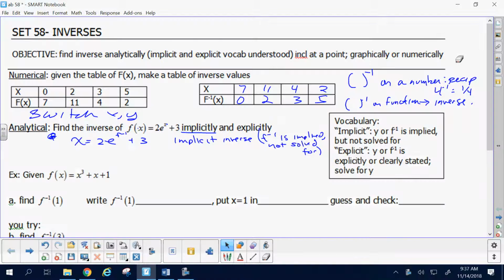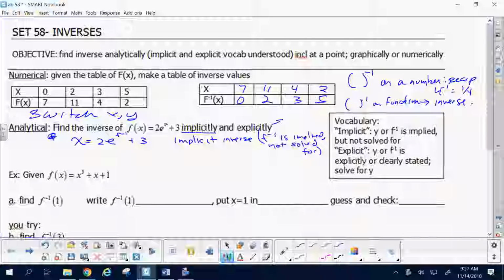Stuff, then you should see implicitly and think, oh man, that's great, because that is a lot less work. When I find f inverse implicitly, you just switch them and call it good. You're done. If they want explicitly, that means you have to solve for the inverse after you switch.